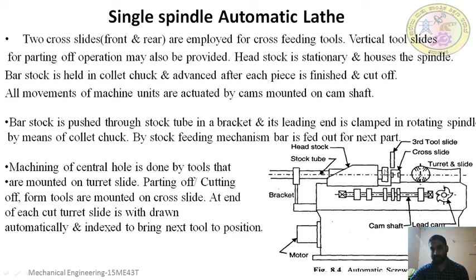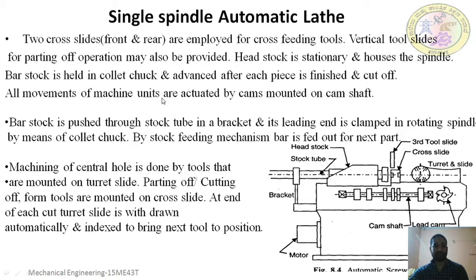The tool will cut that workpiece, and after that the bar stock will advance automatically by the mechanism provided in this headstock. So it advances for the next operation as I explained. The bar stock is held in the collet chuck and advanced after each piece is finished. After each piece is finished, the bar stock advances so that the second set of operations will take place.